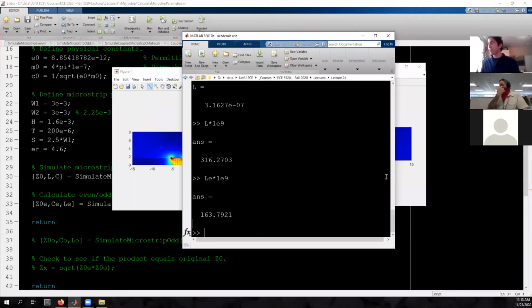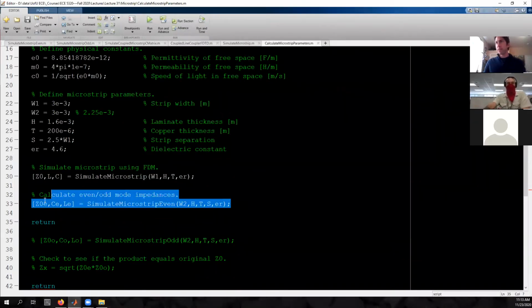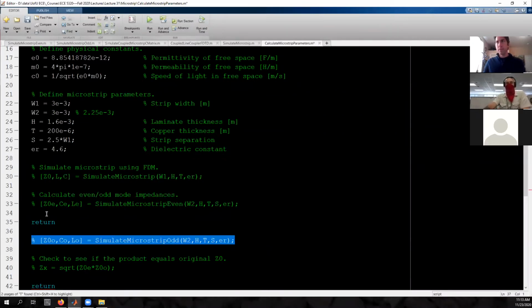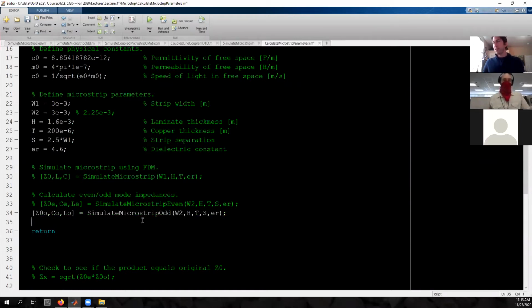So everything now is jiving with our intuition, right? We find that the even mode gives us a lower impedance. Now the question is, what about the odd mode? So let's comment that out for now, and we'll do the odd mode here. You notice I just created another function that says simulate microstrip odd. It's going to do the exact same thing, but that other strip is going to be a negative potential instead of a positive.